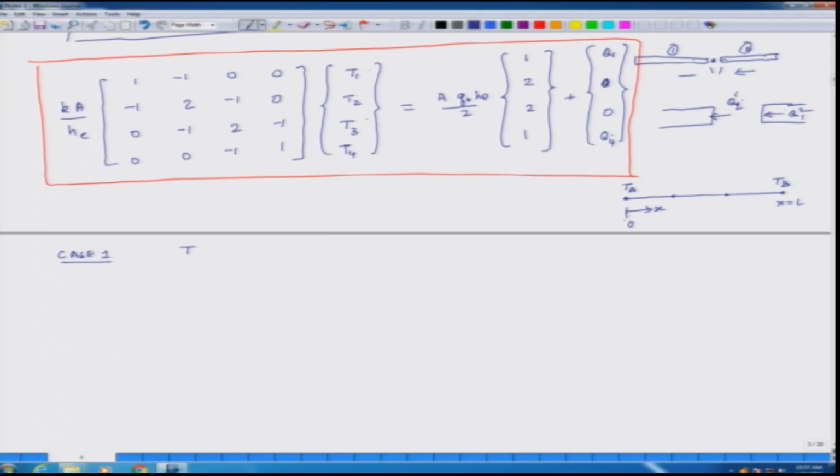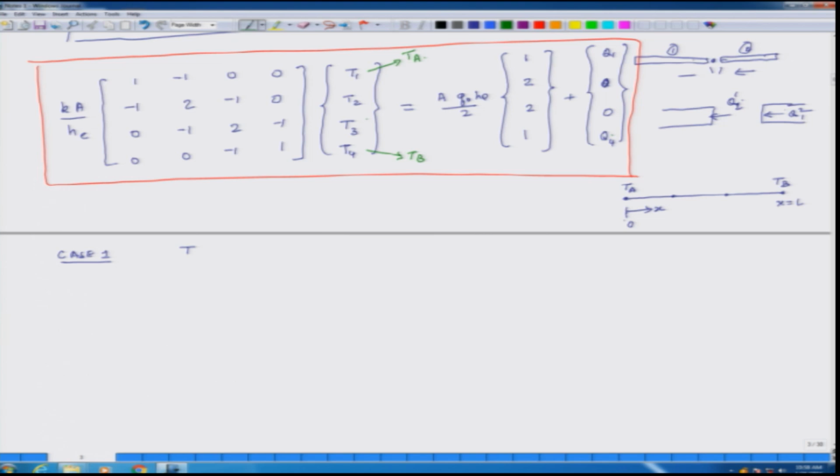So, if I do that, this will be prescribed as T A, and this will be prescribed as T B, right. So, now these are known, T A and T B, because we know these values. So, now I have 4 unknowns T 2, T 3, Q 1 and Q 4, and I have 4 equations. So, now I can solve for these 4 unknowns using these 4 equations. So, we will actually do that.